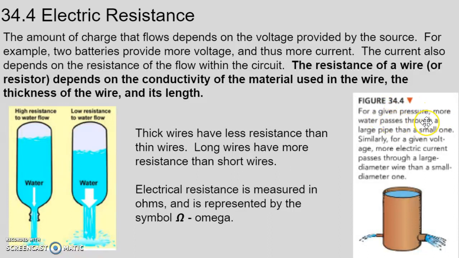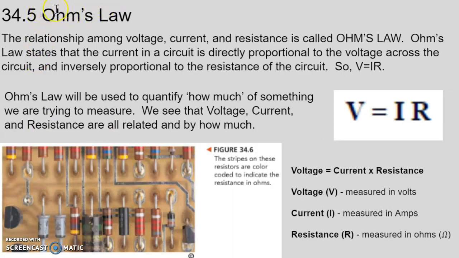For a given pressure, more water passes through the large pipe than the small one. Similarly, for a given voltage, more electric current passes through a large diameter wire than a small diameter one. So we call the thickness of wire the gauge of wire. And that brings us to Ohm's law.